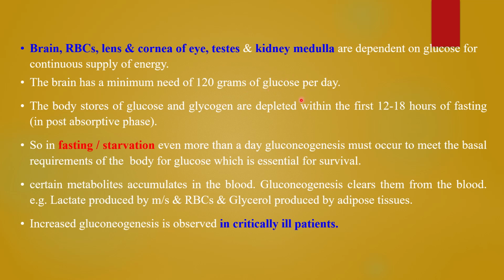So at all times, a minimum concentration of glucose should be available in the blood in order to provide them a continuous supply of glucose. The body stores of glucose and glycogen are depleted within the first 12 to 18 hours of fasting. So in fasting or starvation, even beyond a day, gluconeogenesis must occur to meet the basal requirement of the body for glucose, which is essential for survival.